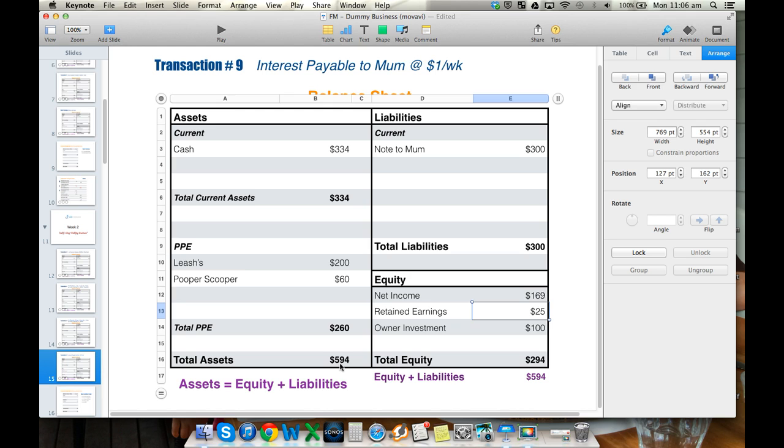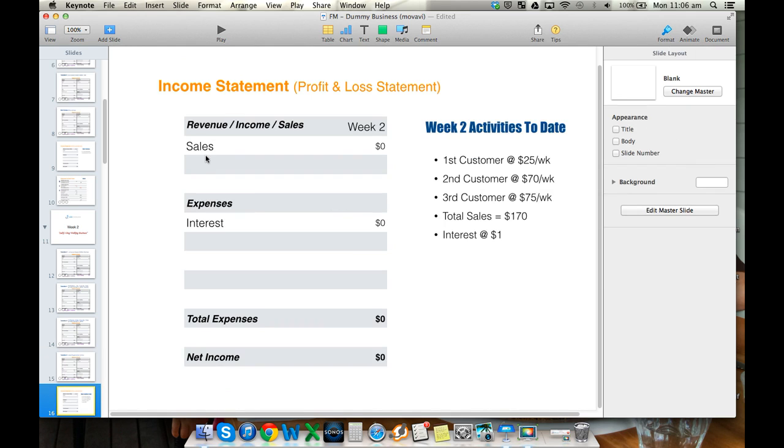Now let's take a look at all the transactions we've had so far in terms of the income statement or profit and loss statement. So we've had 3 customers. We've had a $25 a week customer, a $70 a week customer, and a $75 a week customer for total sales of $170. And our only expense so far is $1 in interest. So have a go now at filling out the details on the income statement. See if you can work this one out. Pause your video now.